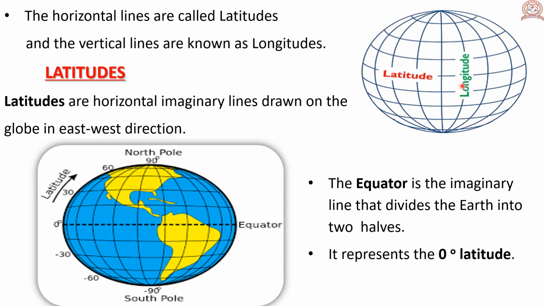Let us learn more about latitudes. What is the definition of latitude? Latitudes are horizontal imaginary lines drawn on the globe in the east-west direction. Next, equator. What is the equator? The equator is the imaginary line that divides the earth into two equal halves. It represents 0 degree latitude.